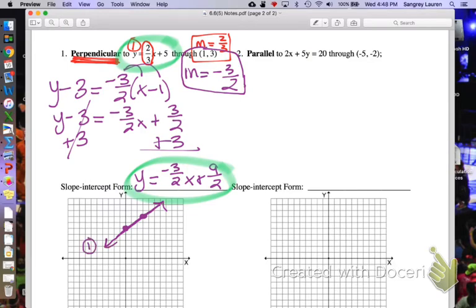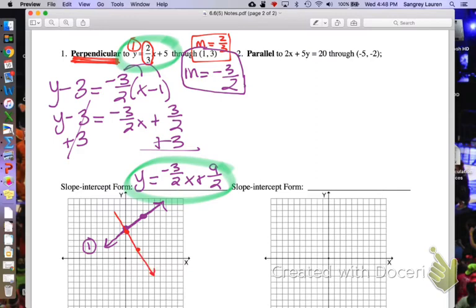Now I'm going to graph line number 2. We have to graph the 9 over 2 first. So put that in your calculator. 9 divided by 2 is 4.5. So we need to go up 4.5 blocks. 1, 2, 3, 4 and a half. There we go. And then our slope is negative 3 over 2 for line number 2. So I'm going down 1, 2, 3, right 2.